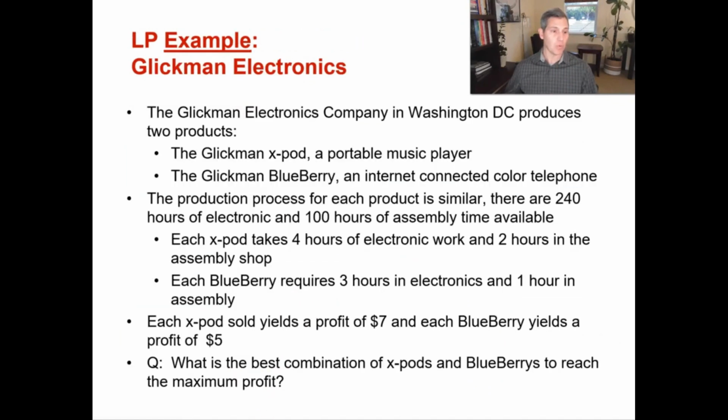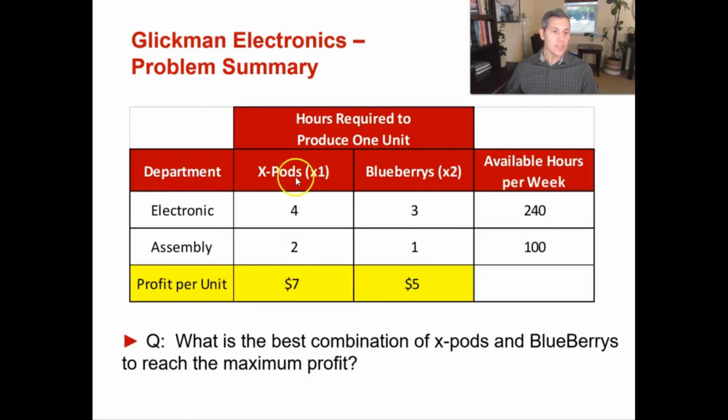This is something worth pointing out. If I give you this information, and I don't tell you what your X1 is and your X2, always go in order. XPods was provided first, so they're your first decision variable. That's your X1. Blueberries was the second product listed, so that's your X2. So XPods is X1, blueberries is X2.